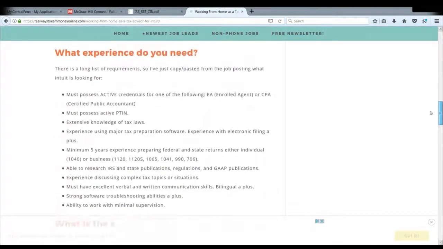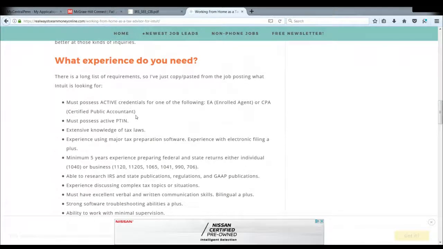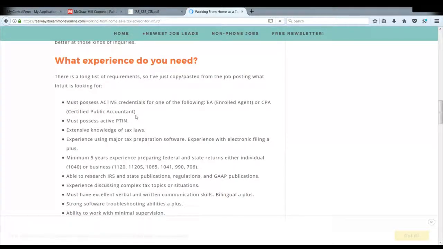You become an EA, so let's see, must possess active credentials for one of the following: enrolled agent or CPA. Now think about that, right? Enrolled agent is obviously you pay $500 something plus whatever tools that you need to study for the exam, right? So our average was like $1,046, right? CPA, bachelor's degree, thousands of dollars, right? Paying for the CPA exam, thousands of dollars. Studying for it may take you forever.